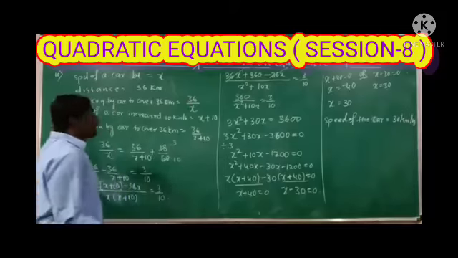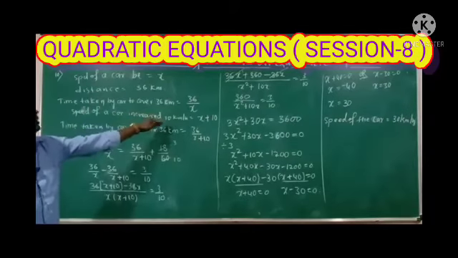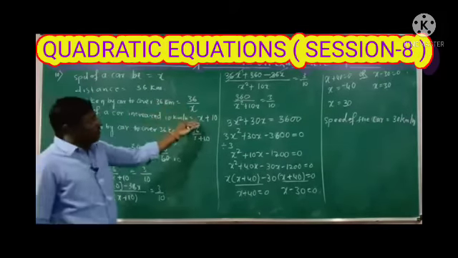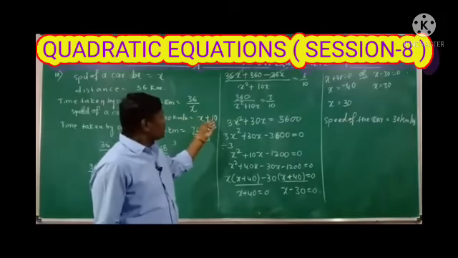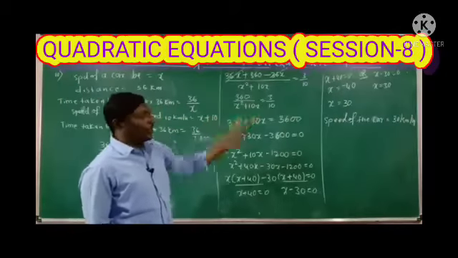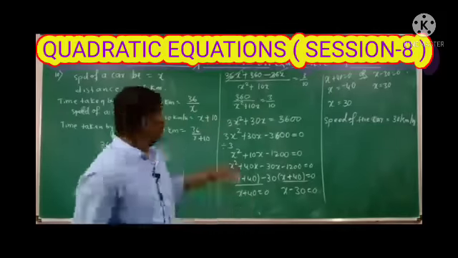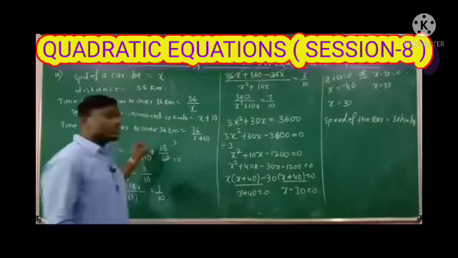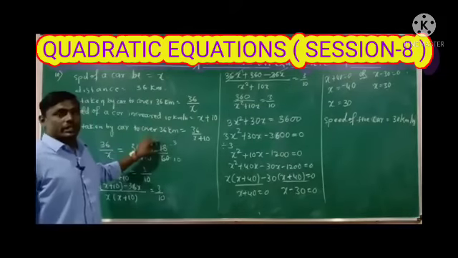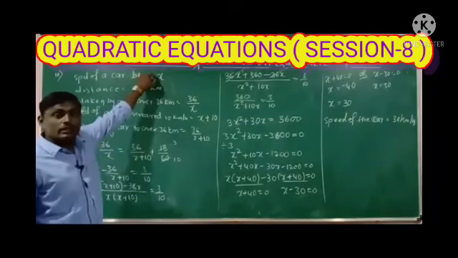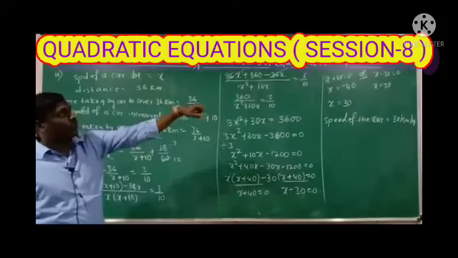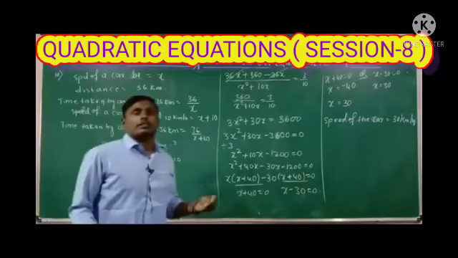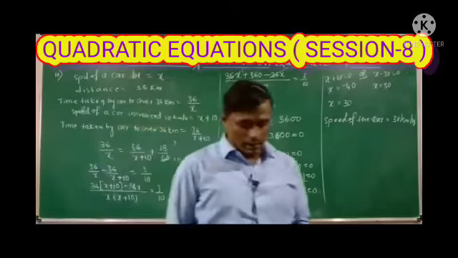If the speed of the car is increased by 10 kilometer per hour, then the speed of the car is 30 plus 10, that is 40 kilometer per hour. When the car travels at 40 kilometer per hour, it will reach the same destination 18 minutes earlier. If it travels at a speed of 30 kilometer per hour, it will cover the same distance 18 minutes later.